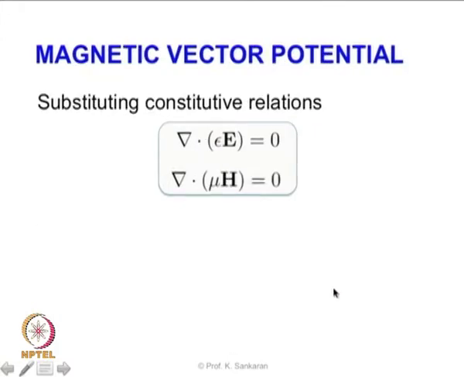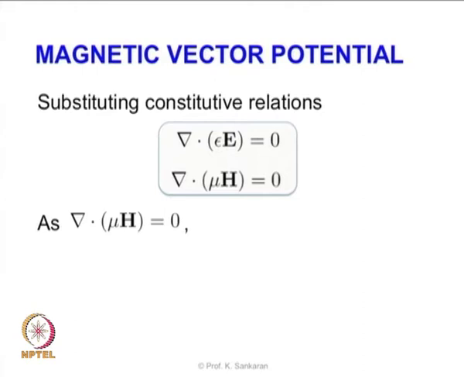Now we can substitute the constitutive relationships, which are the relationships between D and E and between B and H. When we substitute them, the divergence conditions become like this. What we essentially have is the divergence of mu H is equal to 0. We take that and say when the divergence of something is 0, that something is actually the curl of some other thing. That is a basic mathematical identity.